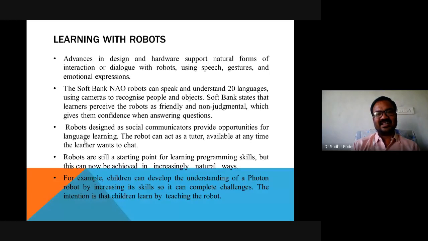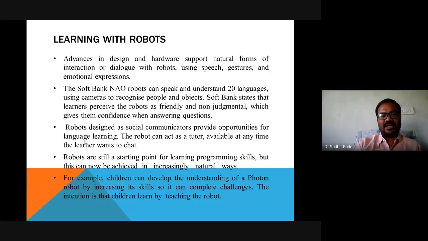Advances in design and hardware support natural forms of interaction or dialogues with robots using speech, gestures, and emotional expressions. The SoftBank NAO robots can speak and understand 20 languages, using cameras to recognize people and objects. SoftBank states that learners perceive the robots as friendly and non-judgmental, which gives them confidence when answering questions. Robots designed for social communication provide opportunities for language learning.